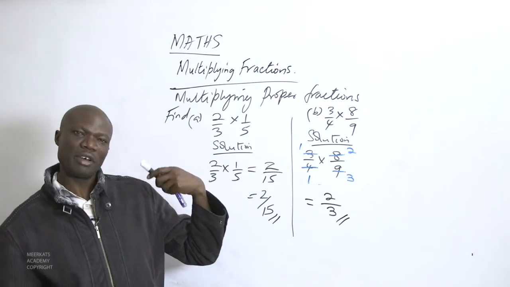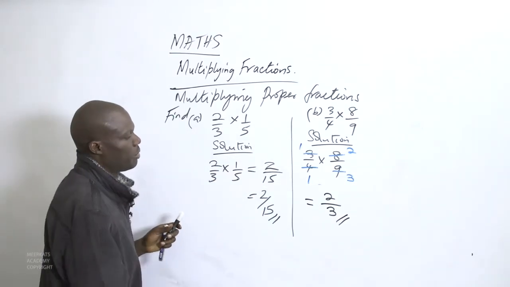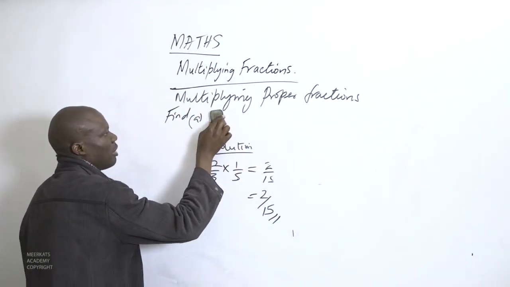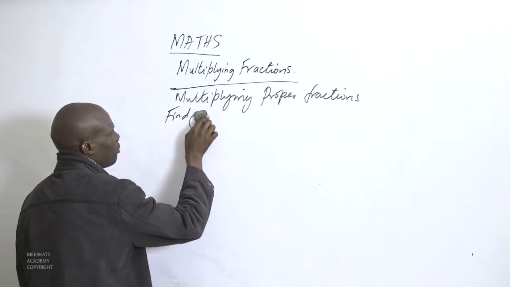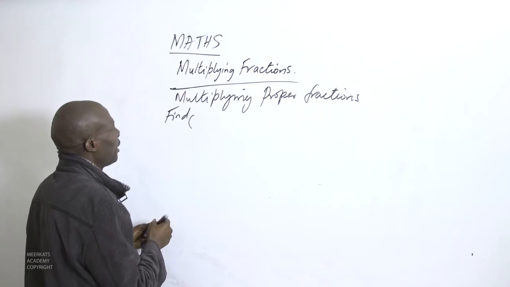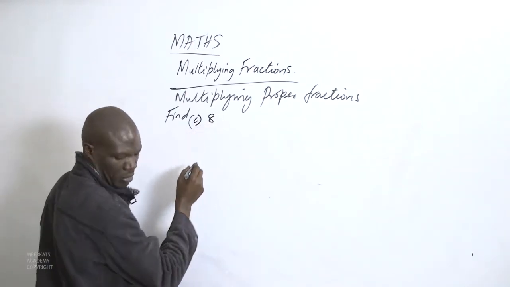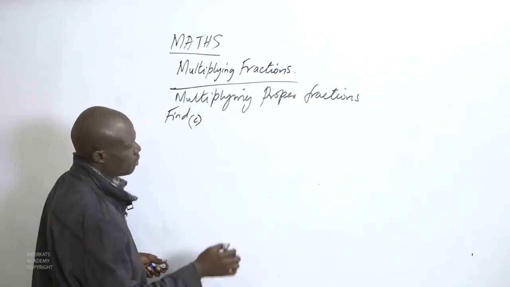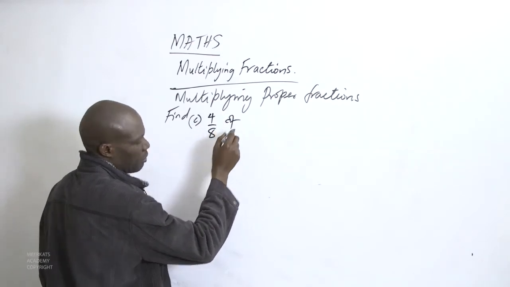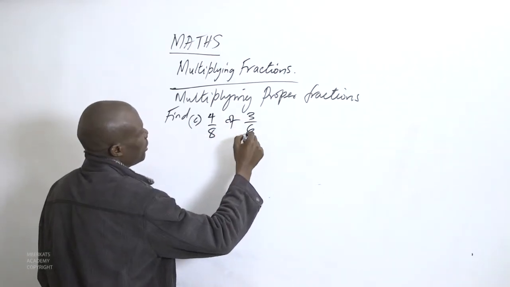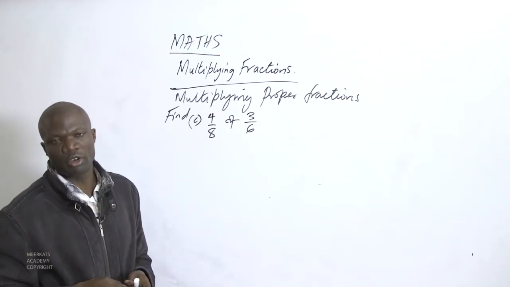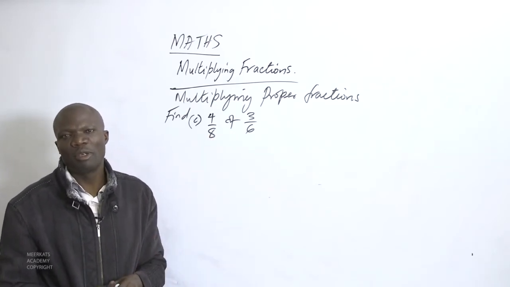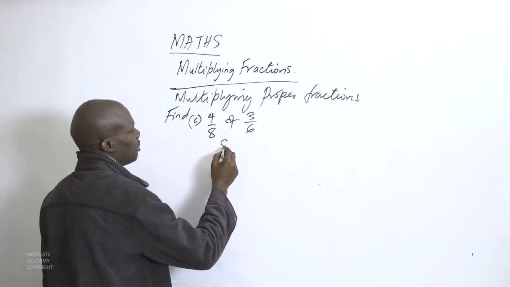Now, in this question we were given straight times. You will meet a question still on proper fractions, but this time instead of saying times, we have the word of. For example, 4 over 8 of 3 over 6. As we saw earlier in our facts, anytime we come across the word of, it simply means multiplying.